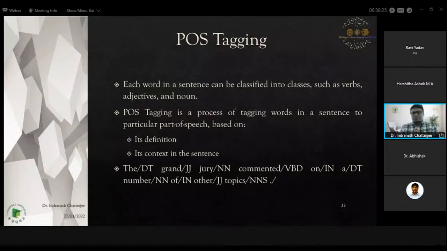So when we apply POS tagging over here, we are tagging the parts of speech for each word. For example, "the" is an article or determiner. "Grant" is an adjective. "Jury" is a noun. "Commentator" is a verb. "On" is an interjection. "A" is again an article or determiner. "Number" is a noun, and so on. So in this way, first we tokenize each word, then we assign the parts of speech tags to each word. Okay, so the two stages are done.